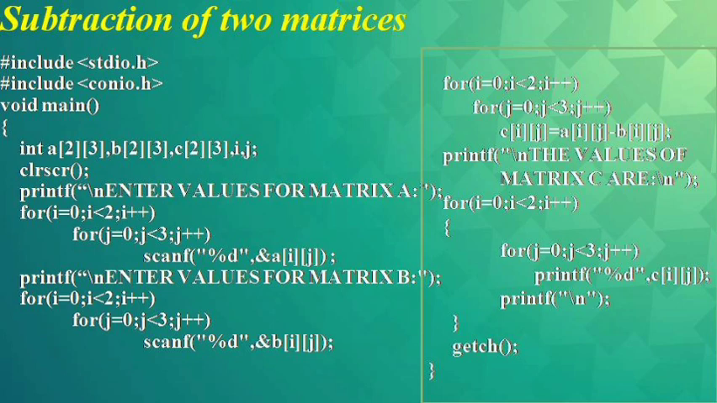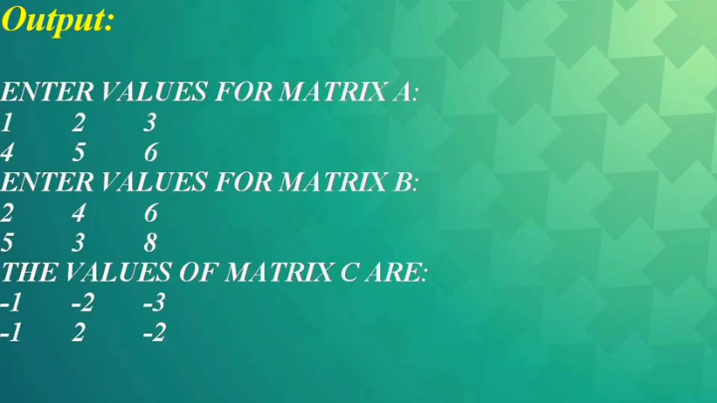Let's see one example program. In this program, it subtracts matrices of 2 by 3 order. It finds the difference between the corresponding elements of the two matrices and then prints the resultant matrix. This program is also the same as addition of two matrices. The only difference here is we have to change the sign in the process line. This is the output of the subtraction of two matrices with the order 2 by 3.